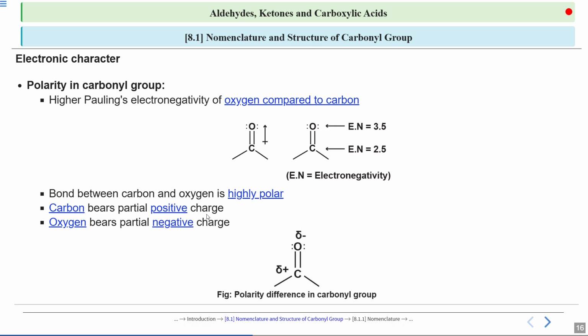If you look at this structure, this is the polarity difference in the carbonyl group. The oxygen bears a partial negative charge because it is more electronegative and takes the shared pair of electrons towards itself. Similarly, the carbon bears a partial positive charge. So this is about the polarity difference in the carbonyl group.